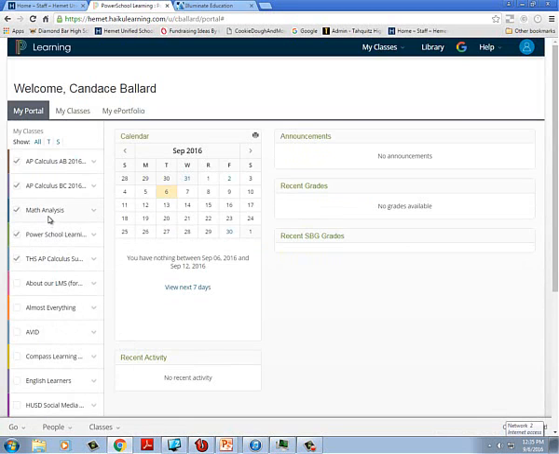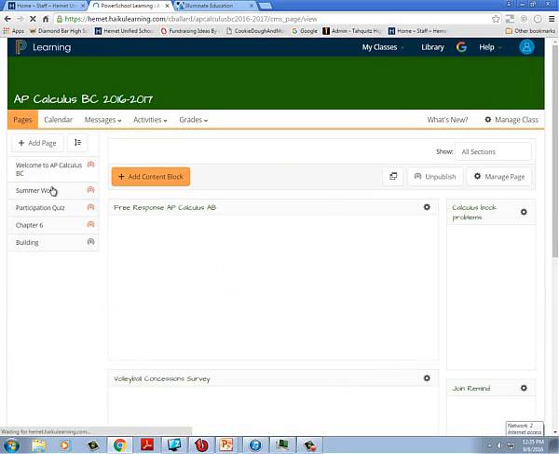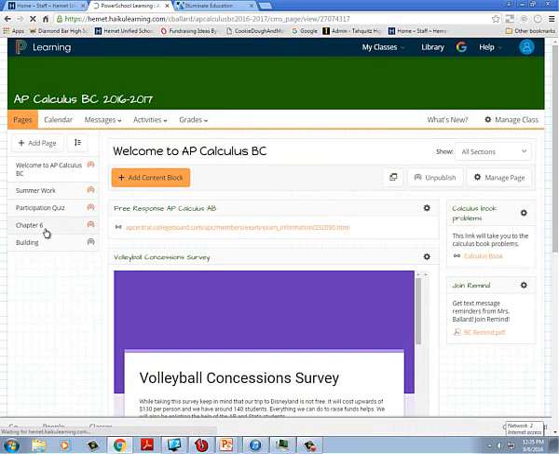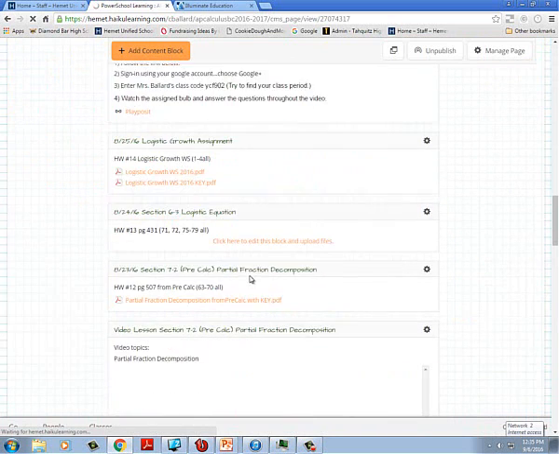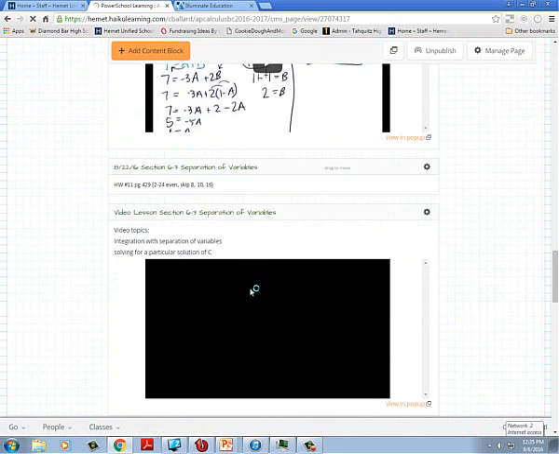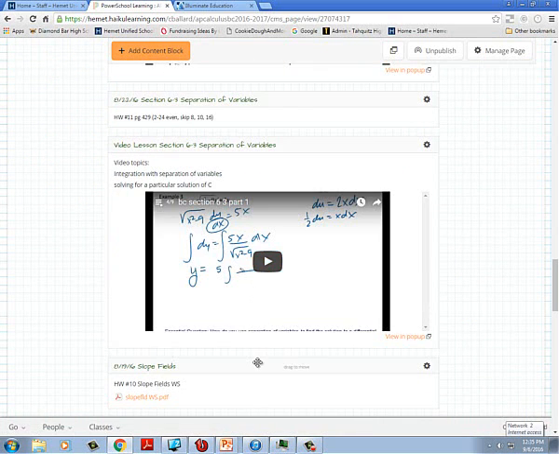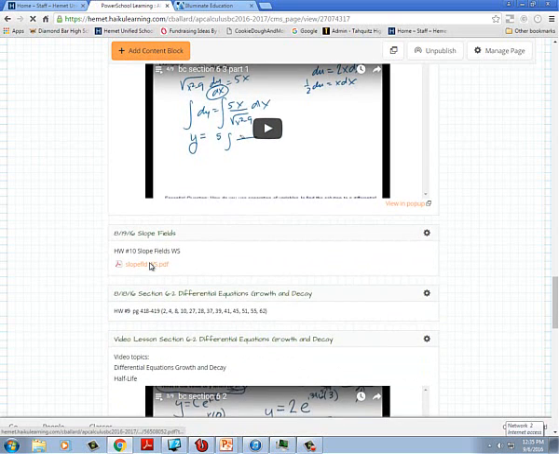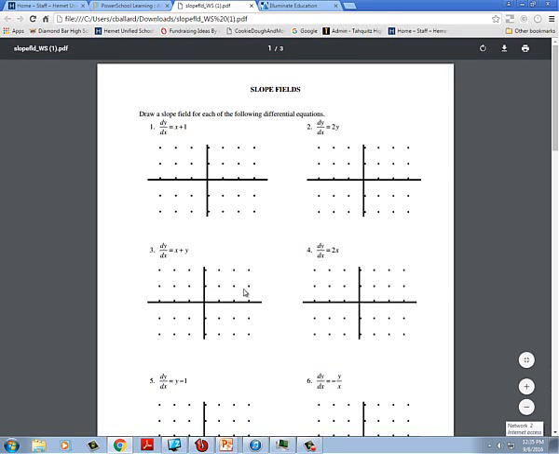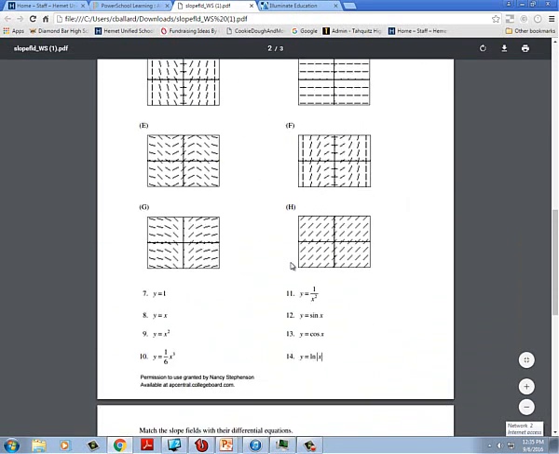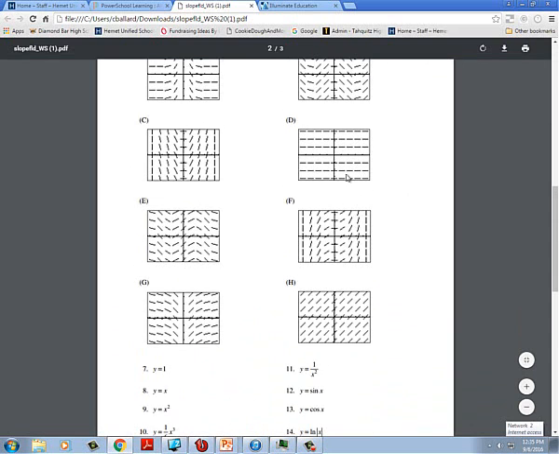All right, so let's go to BC. We come to chapter 6, and we're looking for around assignment 10, so it was a while ago. It was probably one that you did, there it is. I don't know if the answer key was ever put up or not. I printed it out and it never came up.